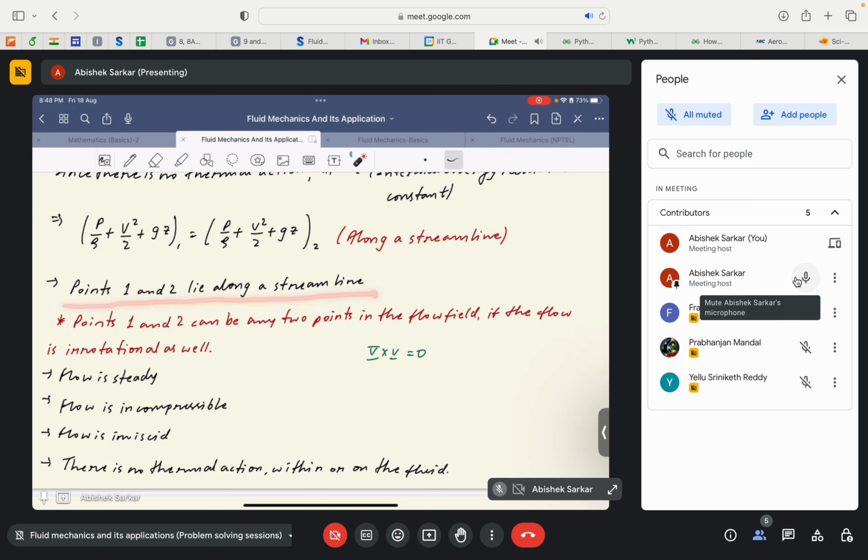Okay. Now I am saying that if the flow is irrotational, that is, the curl of the velocity field is 0. You know the definition of curl, cross product. Do you know that? Sriniket, Prabhajan, Francis?